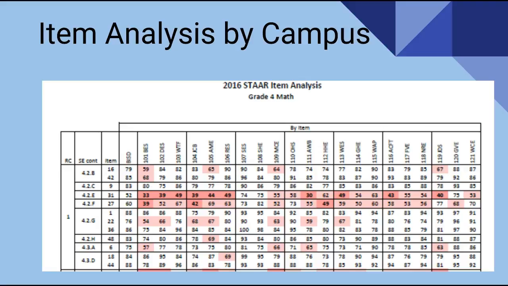Also, there's an item analysis available by campus. You'll see that it's first listed by reporting category, then by the student expectation, and then the item number that's on the STAR test. Then you'll see how we scored in BISD, and then the rest of the campuses are listed for you so that you can see how your campus scored in comparison to other campuses as well as BISD's district scores.